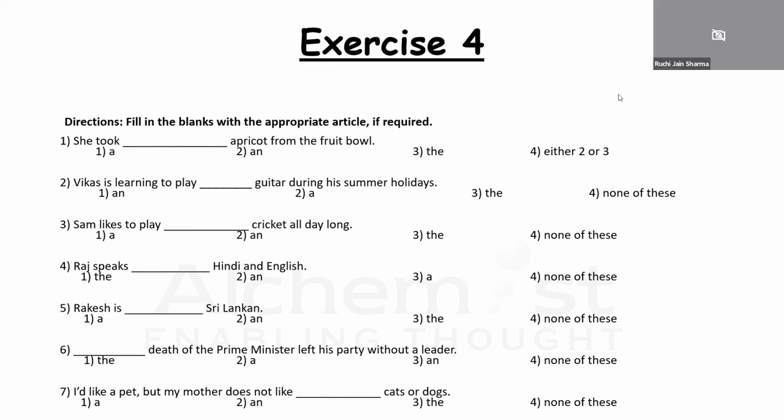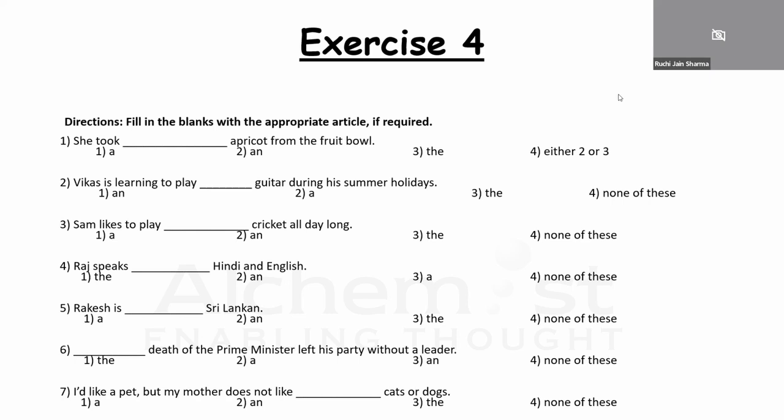Right. Let's discuss the answers then. She took an apricot. Everybody agrees on an apricot. Yes, I would go with what Yash is saying, either 2 or 3, right? She took an apricot from the fruit bowl.